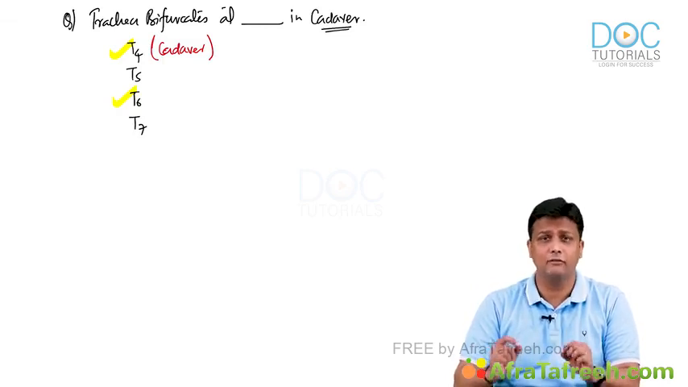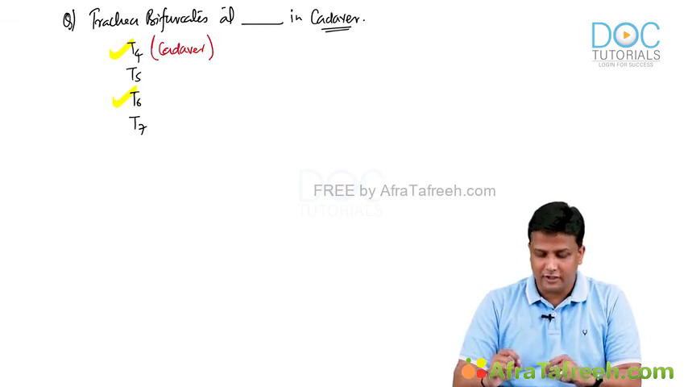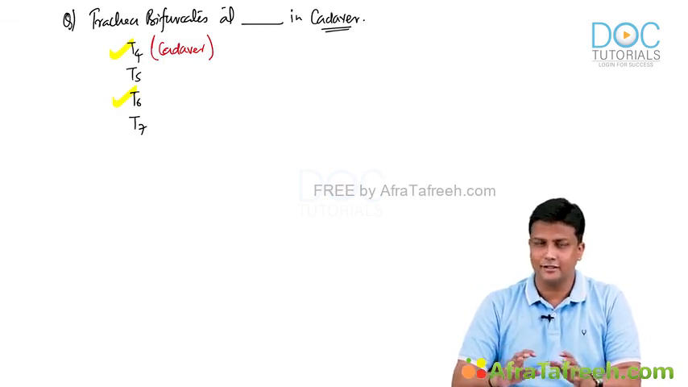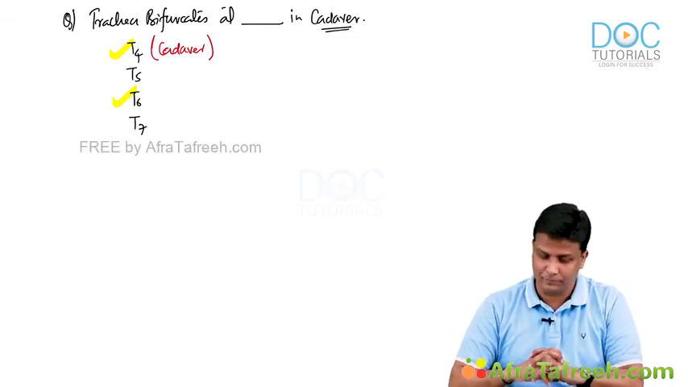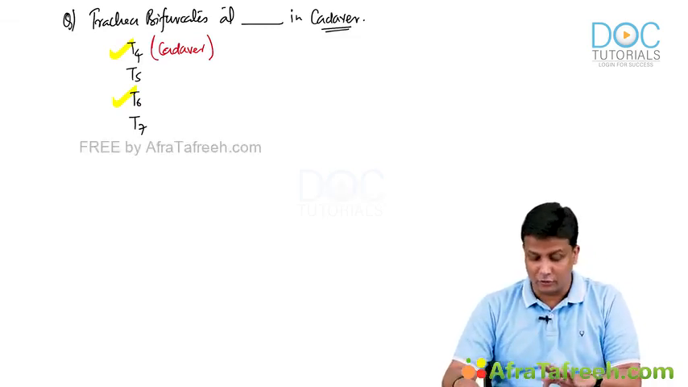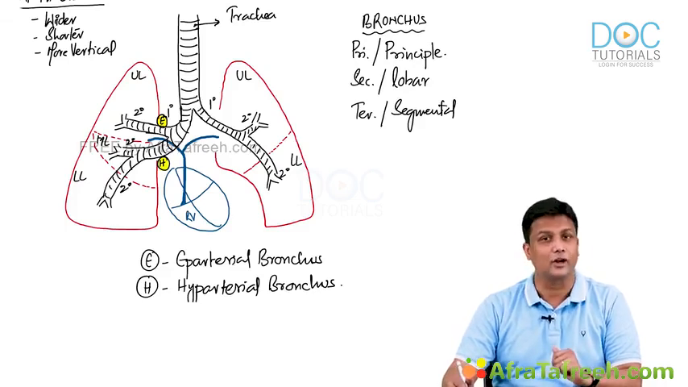It is very clearly mentioned in Gray's Anatomy, guys. So trachea bifurcates normally at T6, but when it is given as cadaveric bifurcation, mark the answer as T4. That's something important I just wanted to mention here. Why? Because we are speaking about the trachea and the bifurcation of trachea into the bronchus.